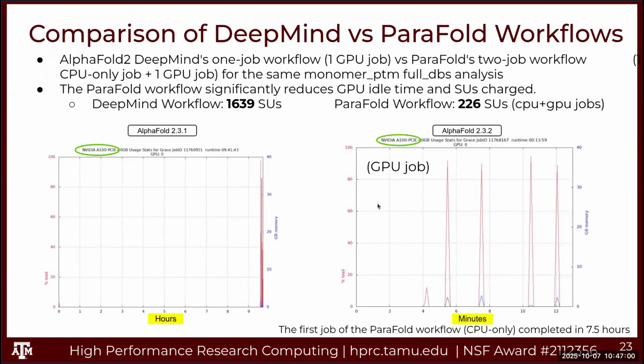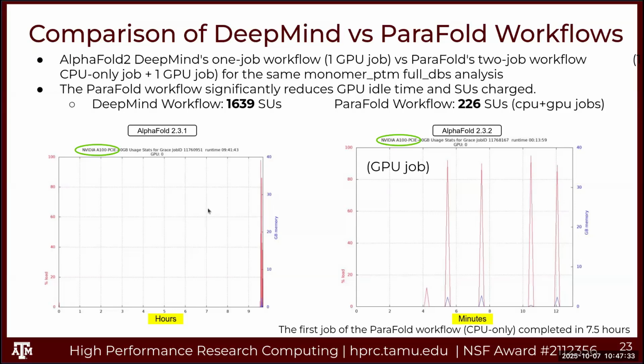So this is just another comparison of the run times, and also another thing to take into consideration is the number of service units that you're charged. So we do add extra service unit charge for running on a GPU. So if you look at the graph on the left, this is AlphaFold. It is 231, but what we see here is this is one job, 90%.